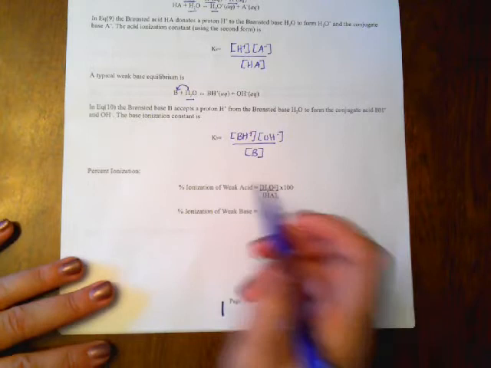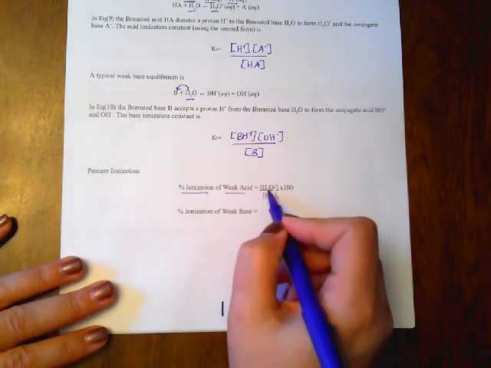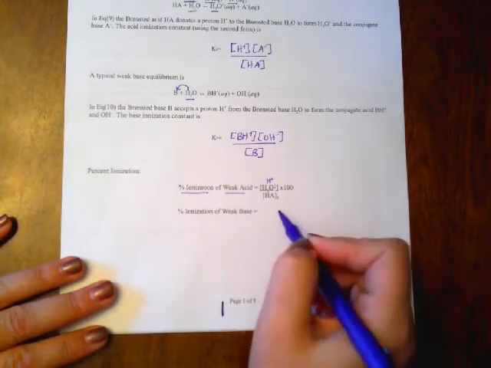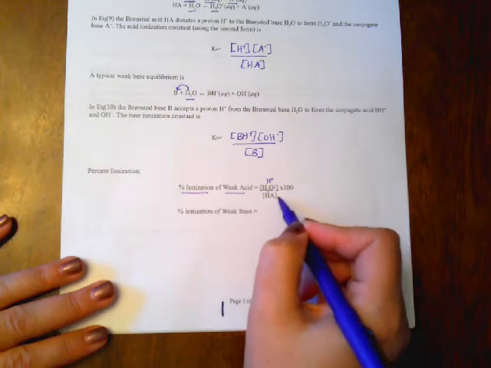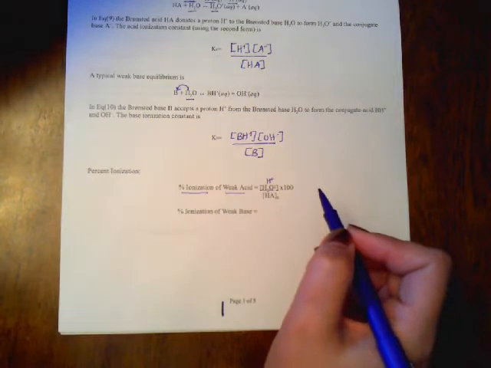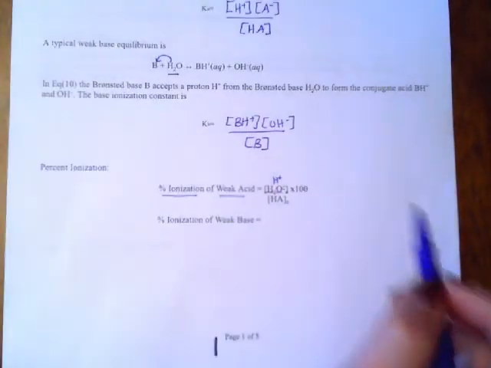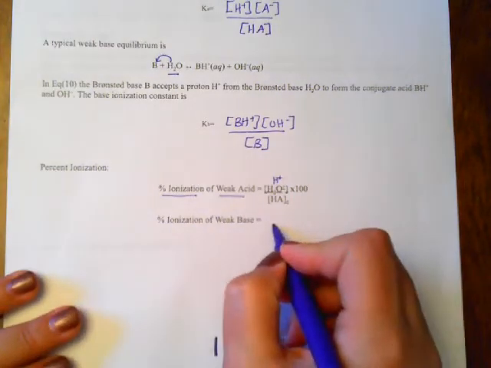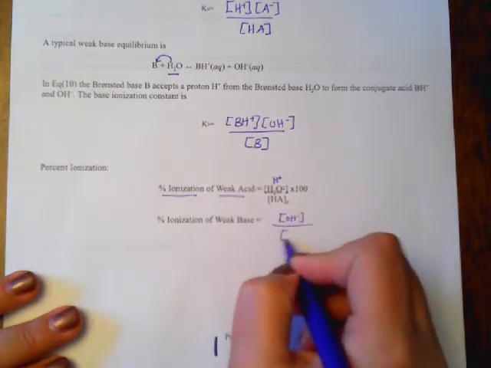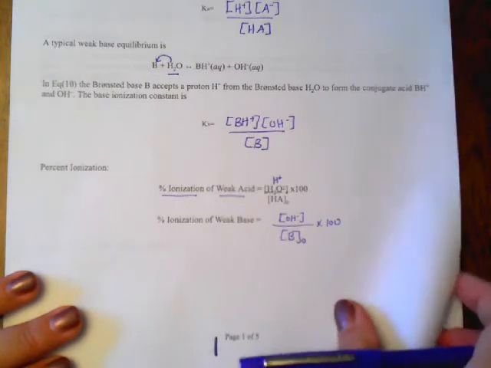Alright, so to calculate the percent ionization of a weak acid, we take our hydronium or hydrogen ion concentration and divide that by the weak acid's original concentration times 100. And again, you'll see that that is most of the time less than 5%. For a weak base, we do the same thing. Instead of the hydronium ion, we use the hydroxide ion, divide by the original concentration of the weak base, and then times 100.